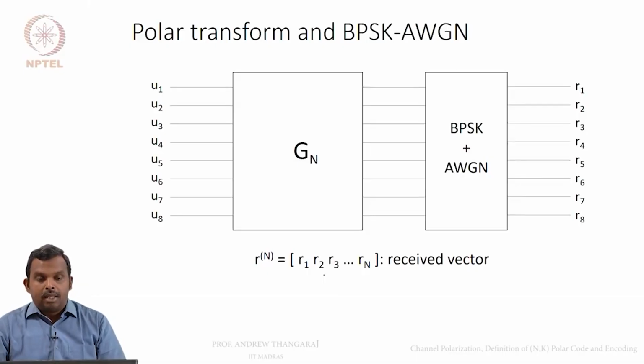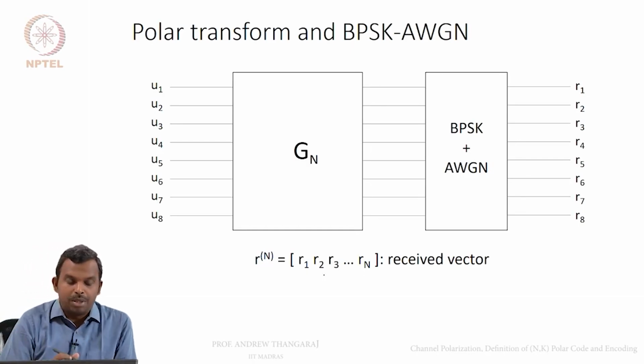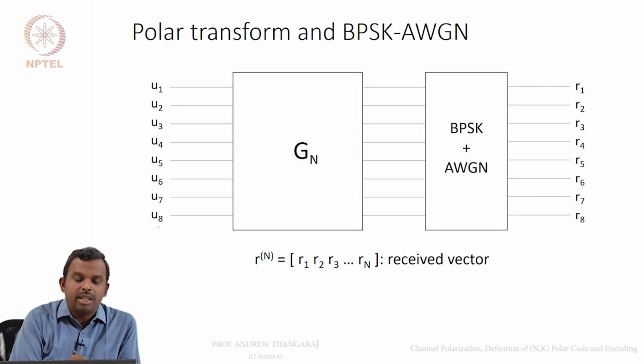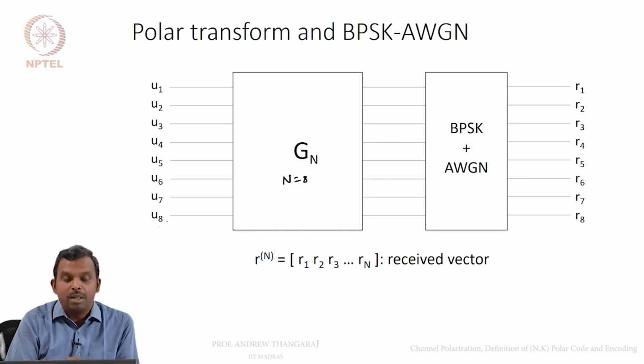So let's look at what happens if you use the polar transform along with a channel. Okay, so here's an example. I've shown 8 bits here. 8 could be any n. I've used n equals 8 for illustration, but it could be any other n. So you have 8 bits coming in. You use the polar transform G8, and you get 8 outputs.